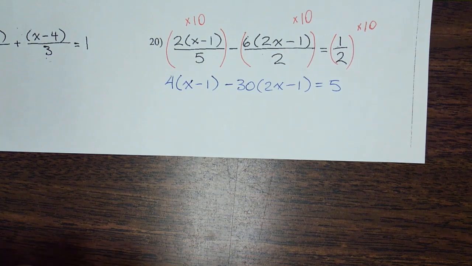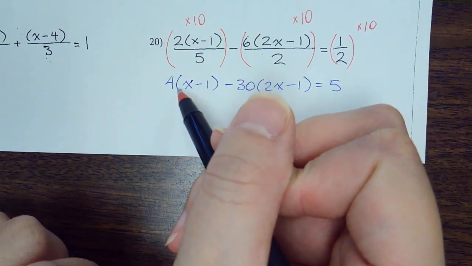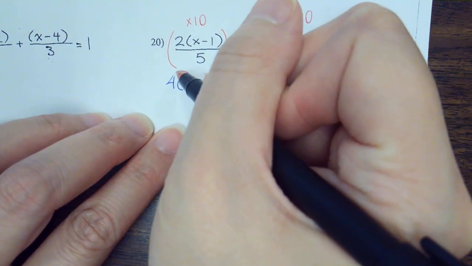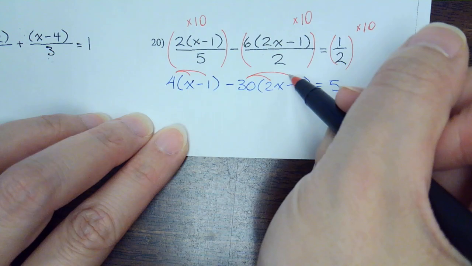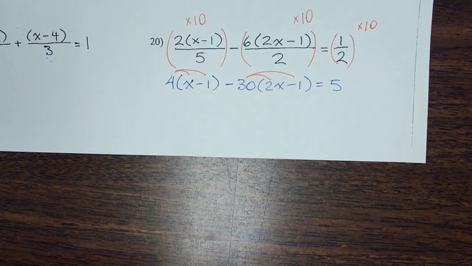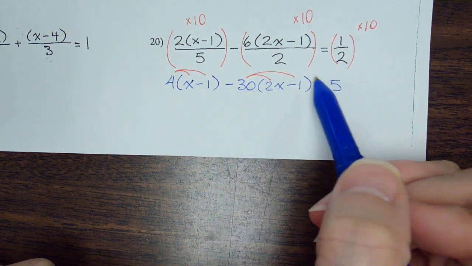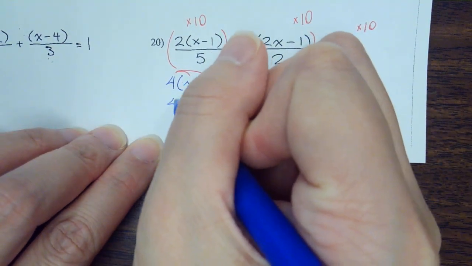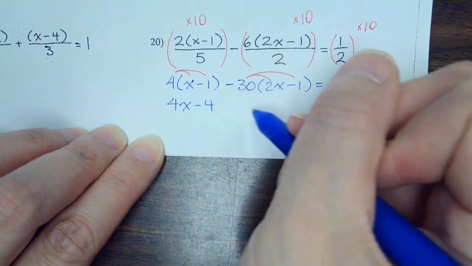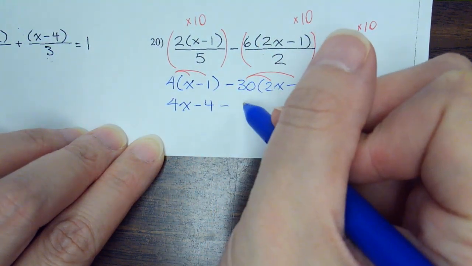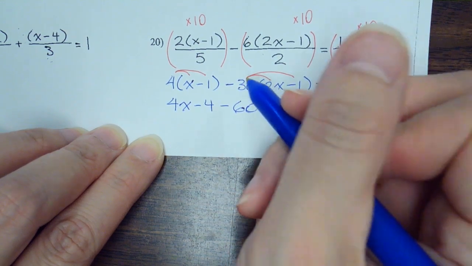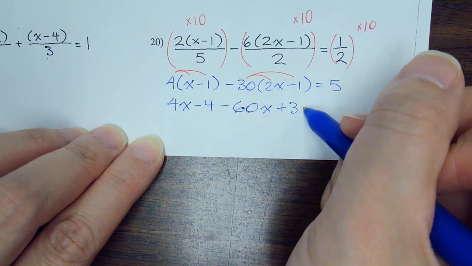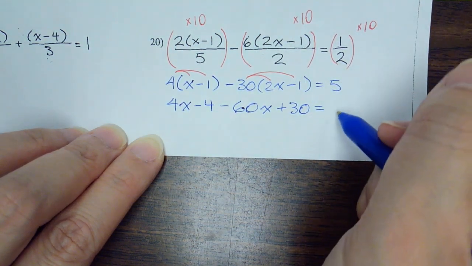Okay. Now from this step, what do I do with the 4? Yep. Distribute. So distribute, distribute, distribute, distribute. It's only to the end of the bracket. And then this is to the end of this bracket. So when you multiply it, I get 4x minus 4 minus 30 times 2x is 60x. And then negative 30 times negative 1 is positive 30. And then equals 5.